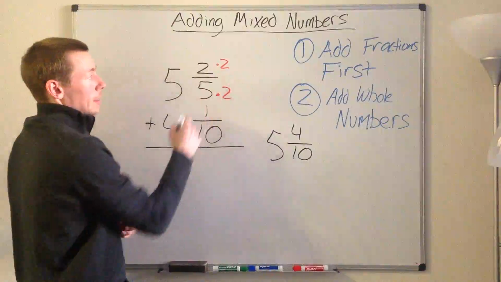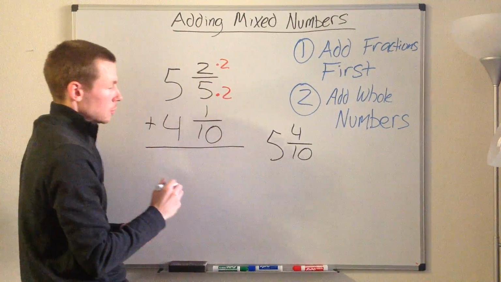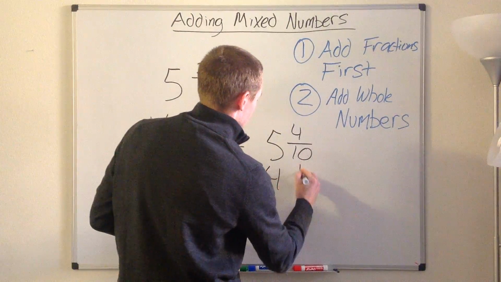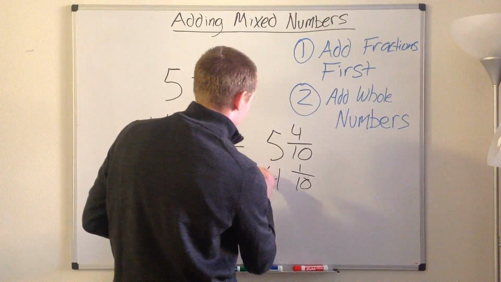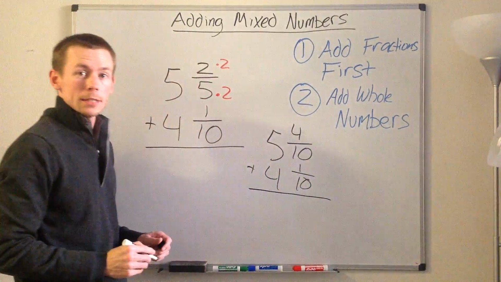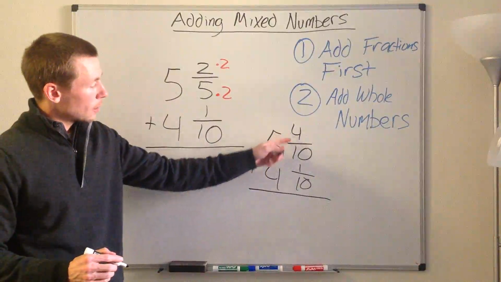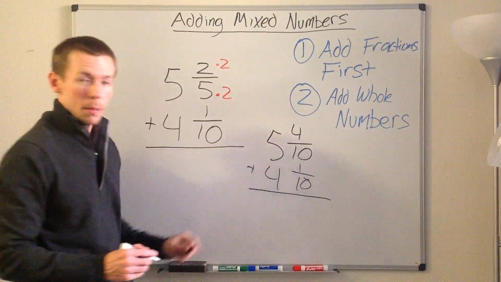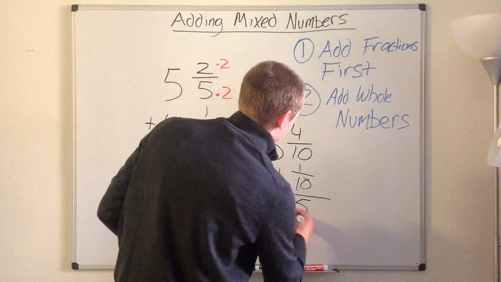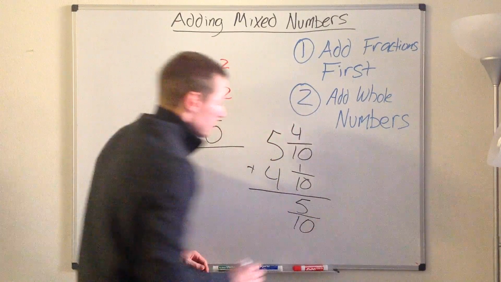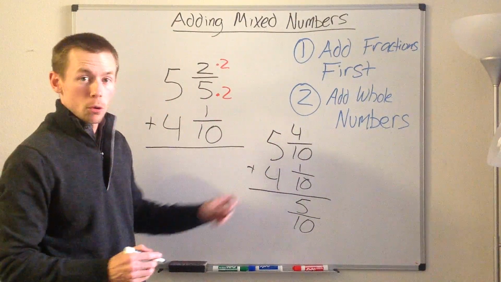So now we have 5 and 4/10. 2 times 2 is 4. 5 times 2 is 10. Plus 4 and 1/10. Now we can go ahead and add these. 4 and 1 make 5/10. 5 plus 4 is 9.